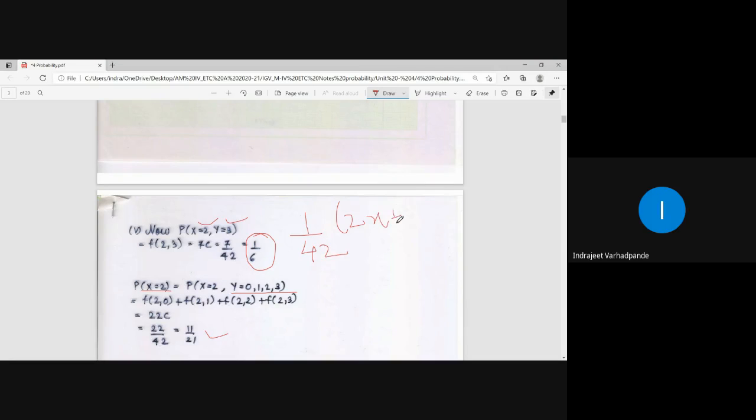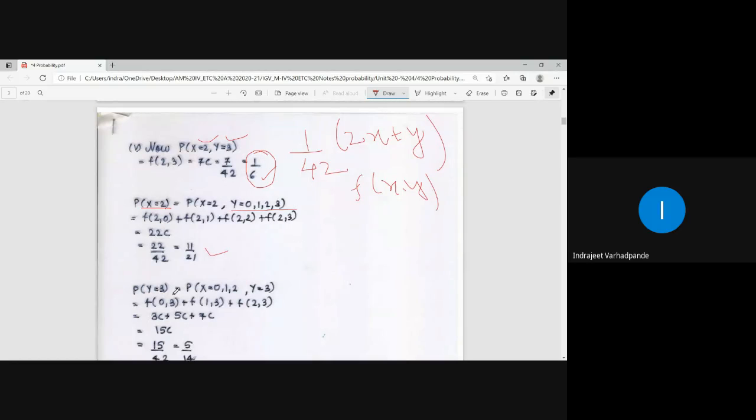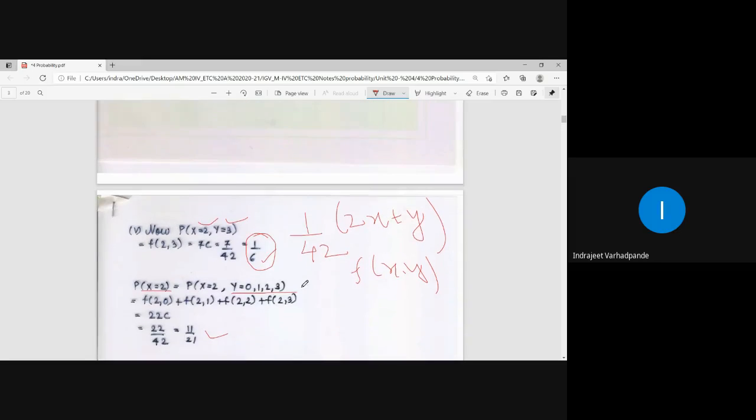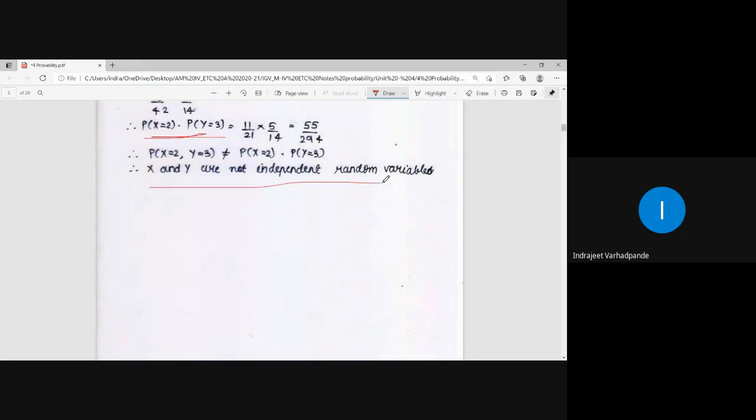What I have taken here is the value of x as 2. 2 twos are 4 plus 3 is 7. 7 by 42 is 1 by 6. This is the original probability function f of x, y. Now individually I will be calculating the value for x equal to 2 and all values of y, for y equal to 3 and all values of x. This product is not equal to 1 by 6. Therefore I say that x and y are not independent random variables. Here we see that x and y are dependent on each other.